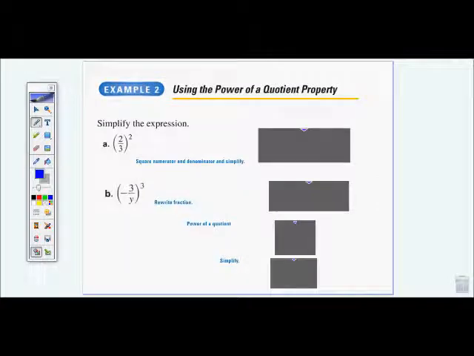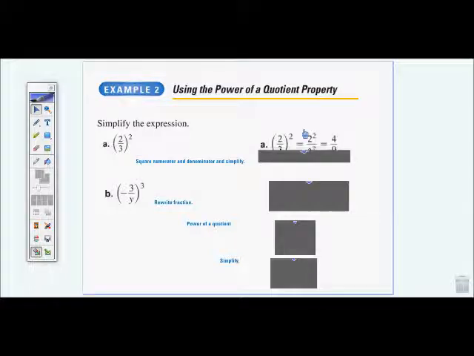Moving on, we're going to do some that have some other properties involved. So using the power of a quotient property, we're going to simplify these expressions. The expression is going to be 2/3 squared. It says square the numerator and the denominator and then simplify. So 2 squared would be 4, 3 squared would be 9, 4/9, and that's actually in its simplest form.